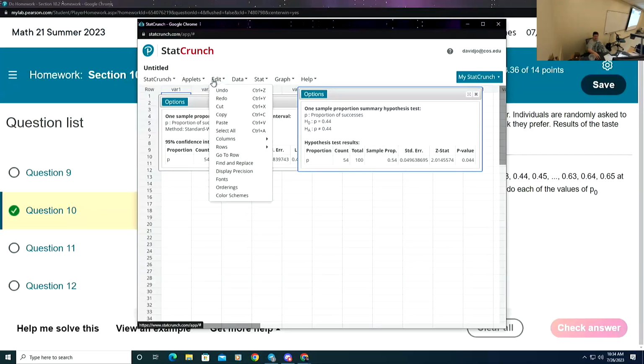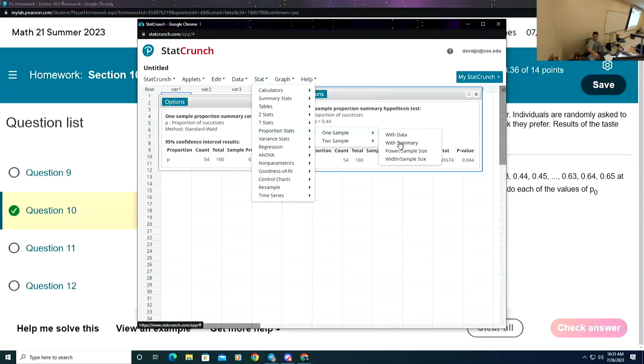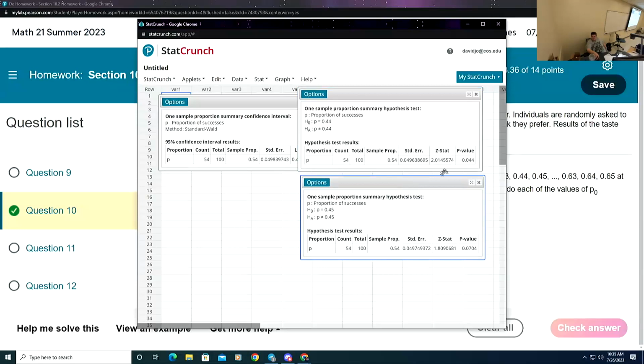And now if I change, I'll do a new one so we can compare them right next to each other. Proportion stats, one sample with summary. Again, 54 and 100. And the one that was just inside of it was 0.45. We'll do 45. And now notice as we go from 0.44 to 0.45, our p-value goes from below 0.05 to above 0.05. So 0.45 is in the do not reject zone. It's a safe value.